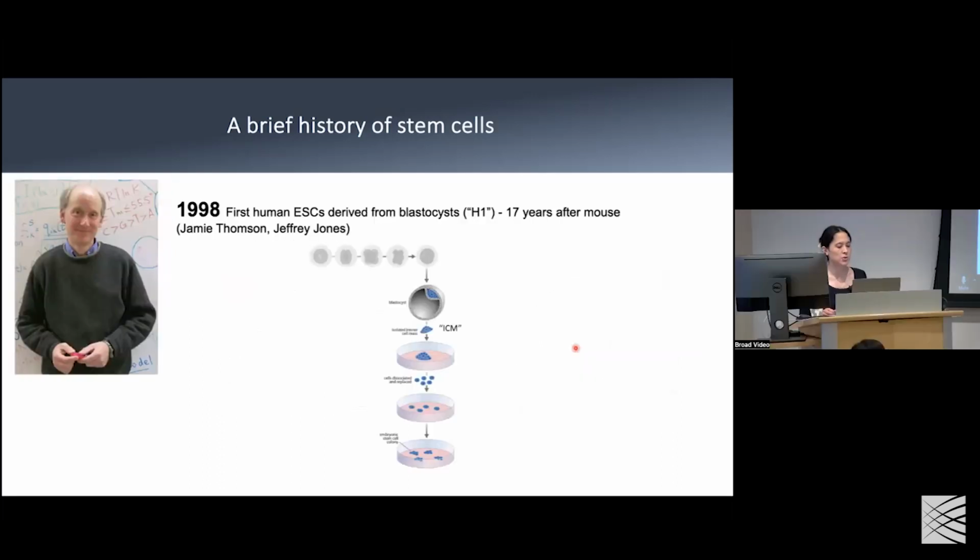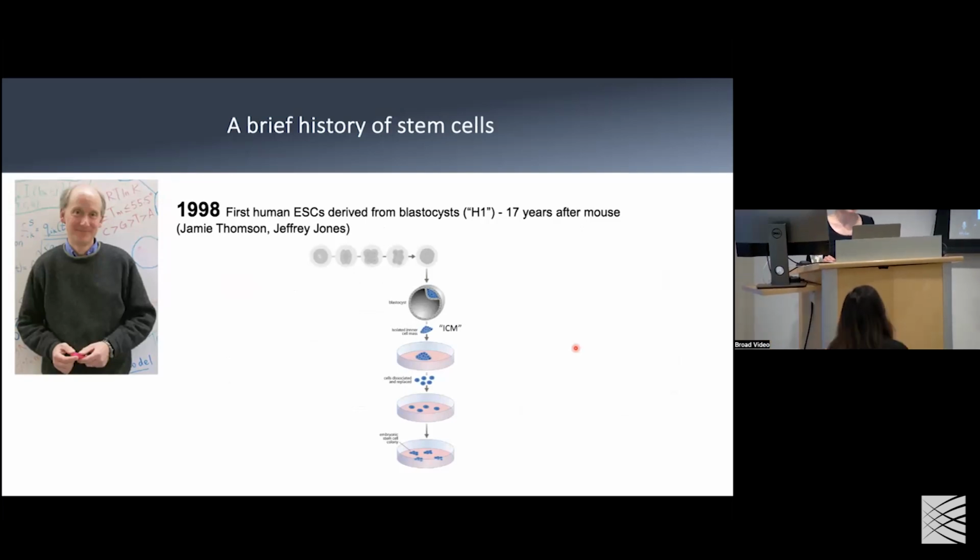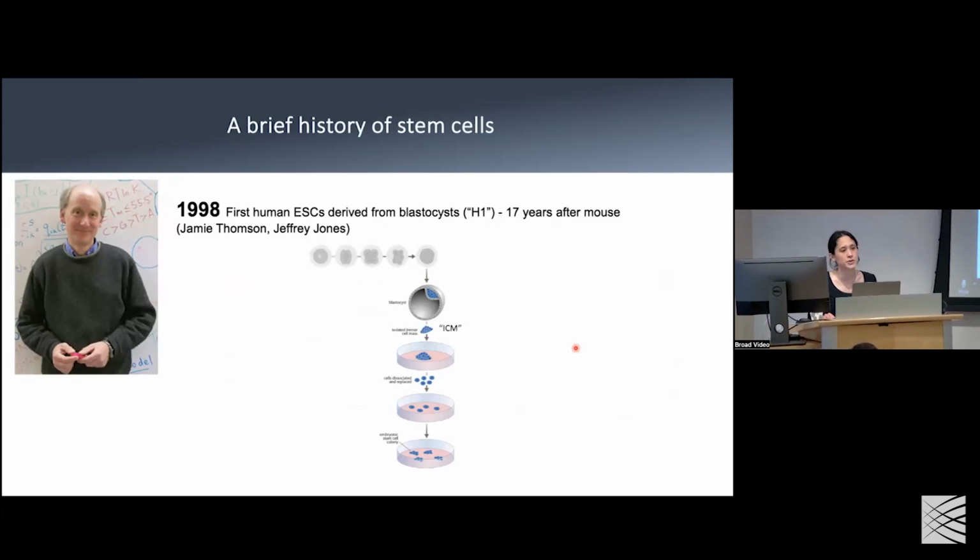A couple of years later, Jamie Thompson and Jeffrey Jones were able to isolate the first human embryonic stem cells from blastocysts. This is a line called H1. It's still standardly used in the lab. And I think it's noteworthy that this occurred a full 17 years after mouse. So it wasn't a straightforward leap from being able to do this in mouse to being able to do this in human. But it involves the same principles of taking a pre-implantation blastocyst, isolating that inner cell mass, and then being able to continually propagate those cells in vitro.